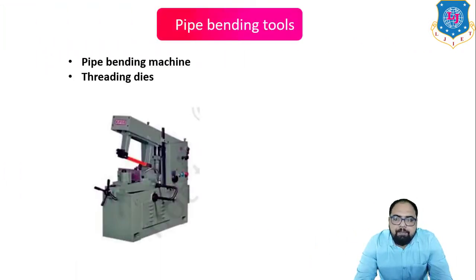Next are the pipe bending tools. From the name we can easily understand that this type of tool is used for bending pipes. In most plumbing operations, pipes are required to be bent at different angles as per the requirement, for which pipe bending tools are used. Two types of tools are used: first is the pipe bending machine and second is the threading dies.